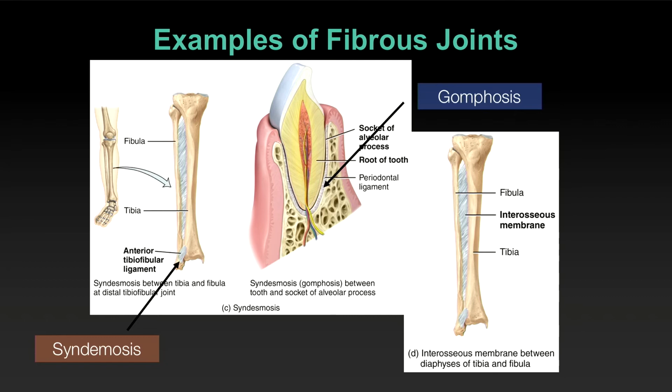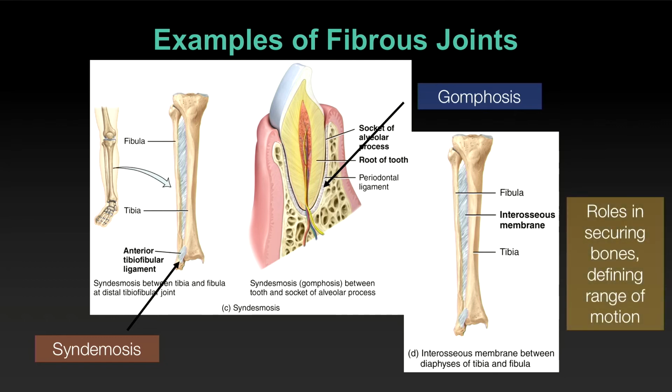And lastly, we have the interosseous membrane over on the right. It has the prime role of helping to secure bones together. And this is an example that sort of bucks the trend. This is a fibrous joint that does allow some movement. And the interosseous membrane helps to define the range of motion, define the limits of movement, here for the tibia and the fibula, but also for the radius and ulna in the arm.